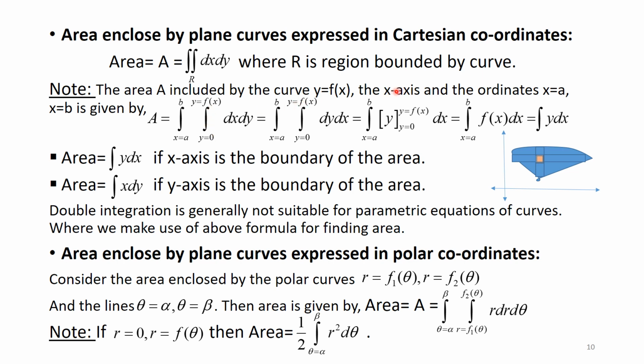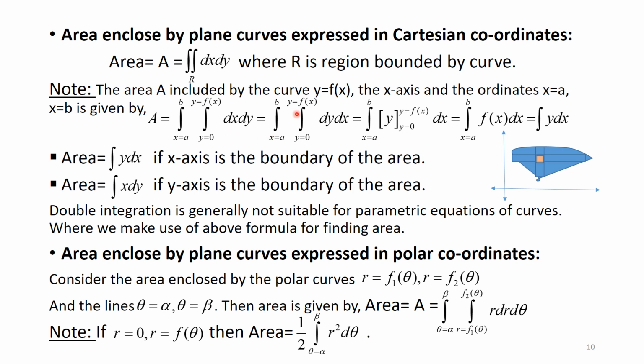So y equal to 0, that is x-axis, y equal to f of x is boundary of the curve. So y varies from 0 to f of x, and then x varies from a to b. So dx dy. If we are considering y as function of x, first we need to integrate with respect to y. Integral with respect to y comes out as y with the limits y equal to 0 to f of x. Substituting the limit, integral of f of x with respect to x, where f of x is nothing but our value of y, that is integral of y dx.